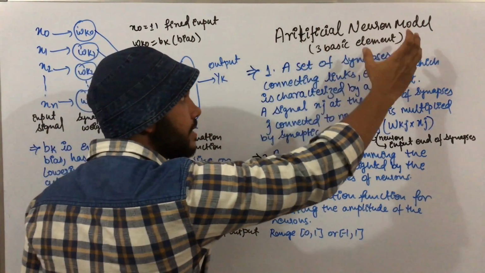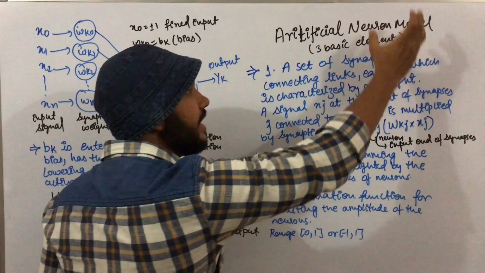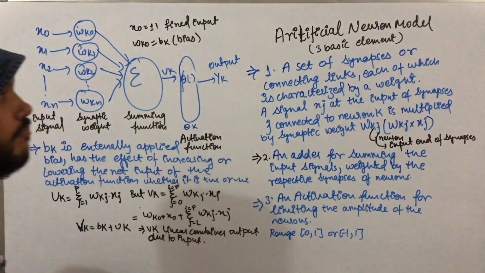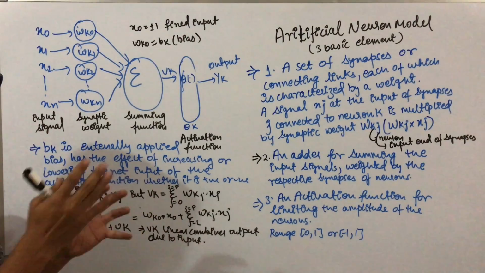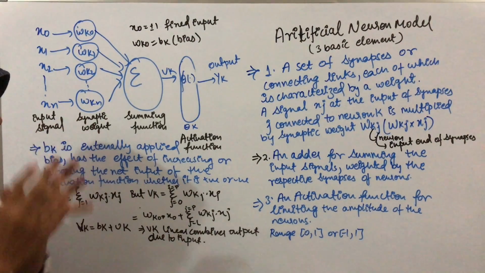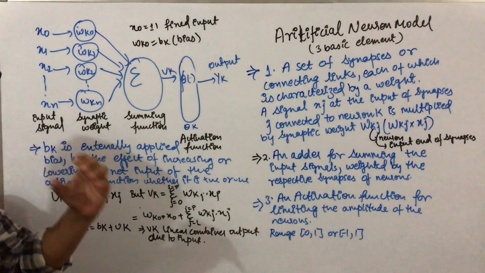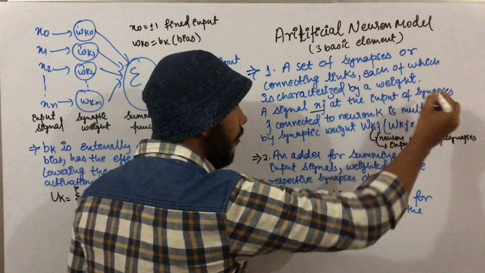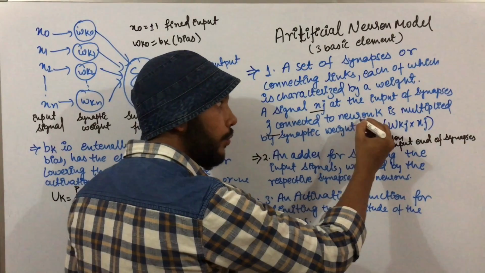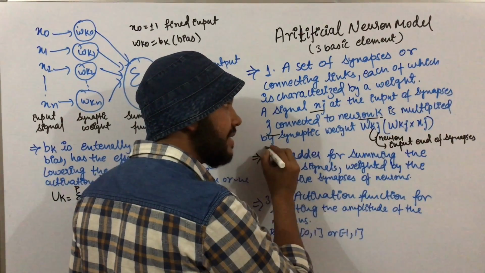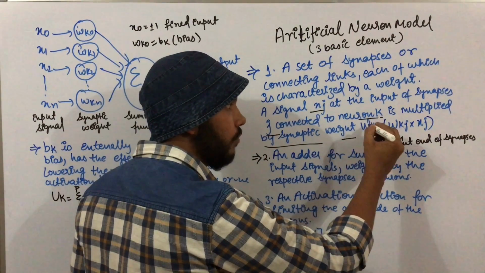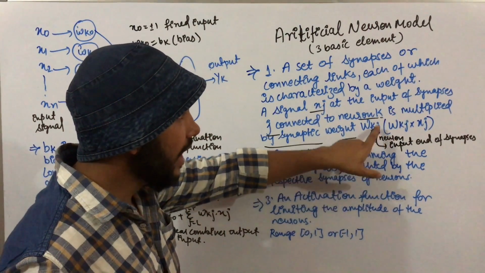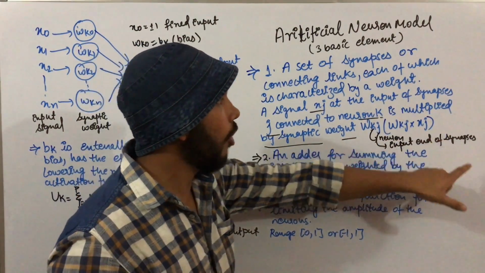A set of synapses or connecting links, each of which is characterized by a weight. We know that these synapses or the connecting lines have a weight associated. A signal xj at the input of synapse j connected to neuron k is multiplied by the synaptic weight, and that is wkj, where k represents the neuron and j represents the input end of the synapse.